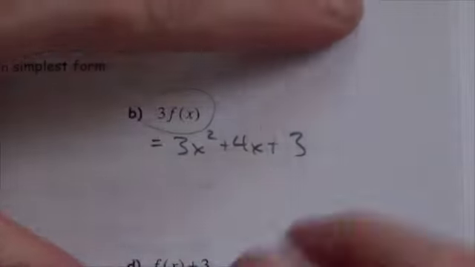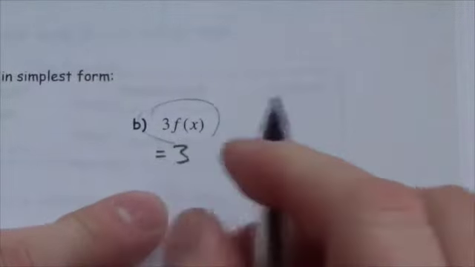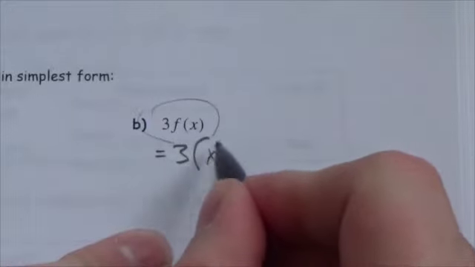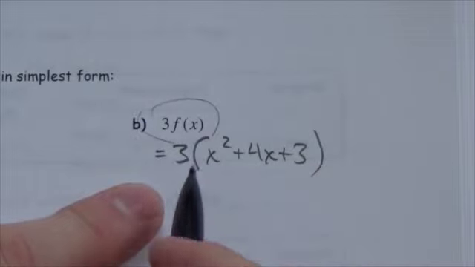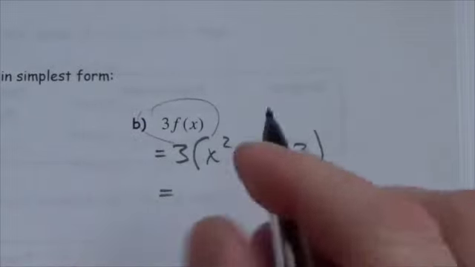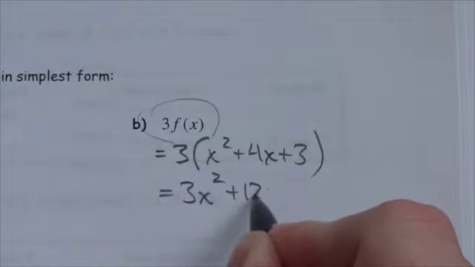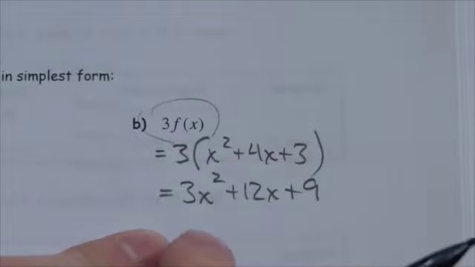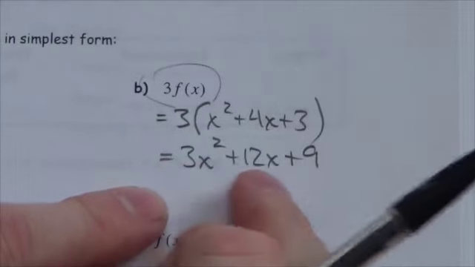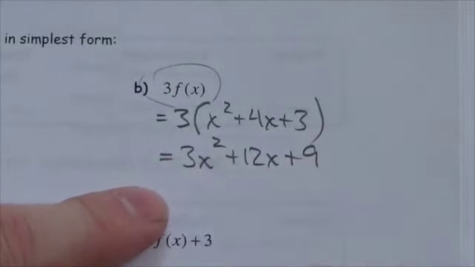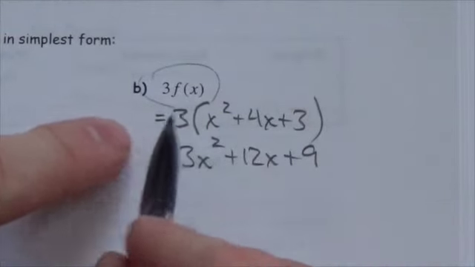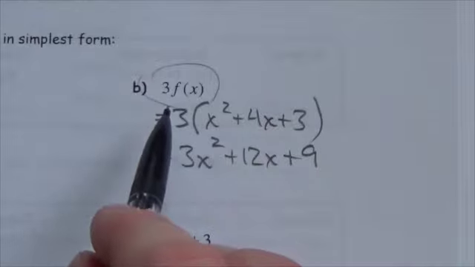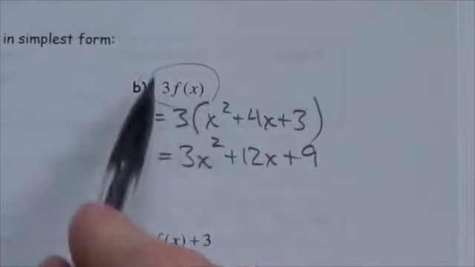But that's very wrong. This is 3 times the function. So what is the function here? Well, this entire thing is the function. 3 is multiplied by the entire function, which means it must be distributed to all the terms in that function. So 3x squared plus 12x plus 9. You must understand that if you're going to understand what's going on in a couple lessons down the road, so that's really important. Can't overstress that enough.